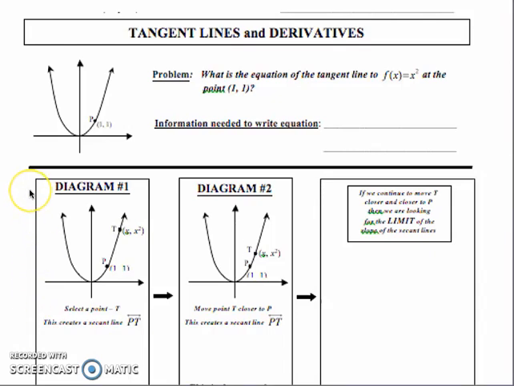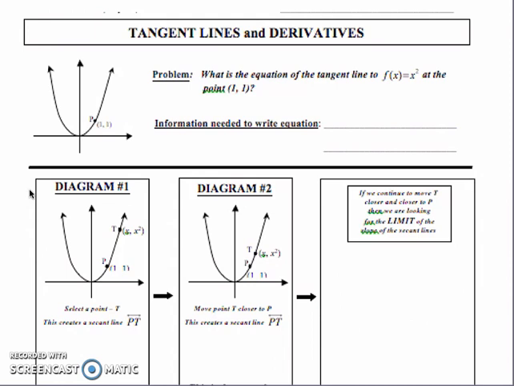This is Precalculus section 12.3 notes, day 1. Today we are going to be talking about tangent lines and derivatives. And I know right now you have no clue what a derivative is. I promise more information to follow. But hopefully you do remember what a tangent line is. Okay? So here's our problem.